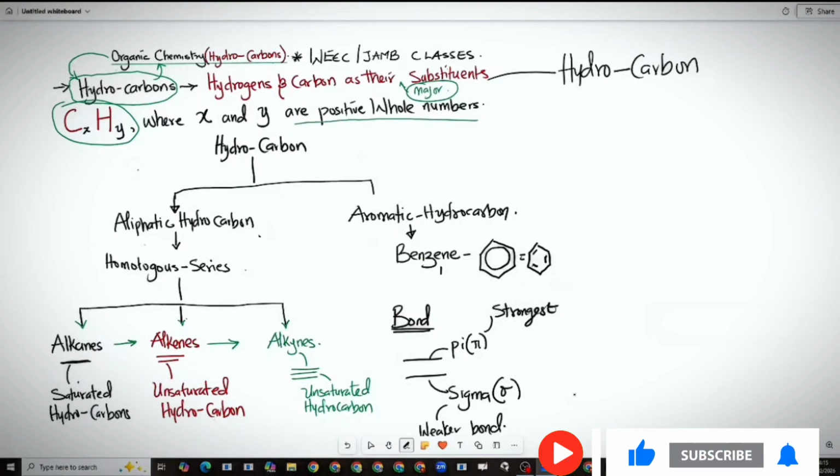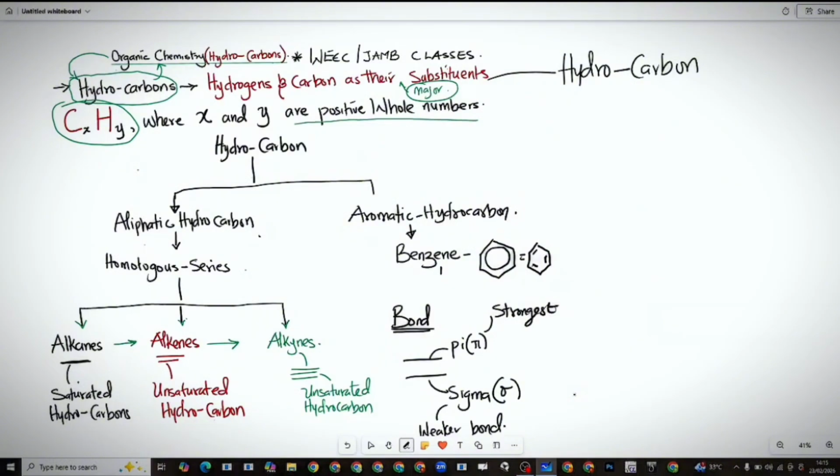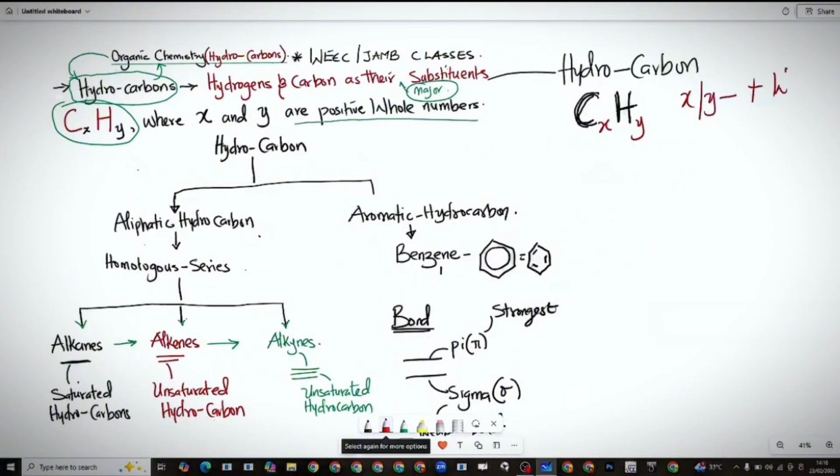Hydrocarbons. We said the hydrocarbons are a family of organic compounds formed basically by carbon and hydrogen. They have other substituents, but the major elements are carbon and what? And hydrogen. And they have some subscripts. Some of their subscripts are X and Y. We're going to explain all of this. This X and Y form positive whole numbers. This is the first thing you need to know. They form positive whole numbers. That's everything that has to do with the first part of this chart.